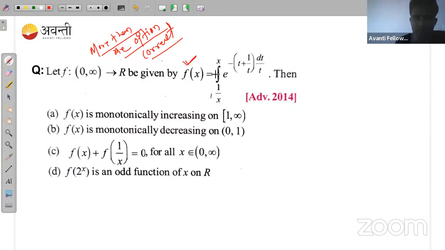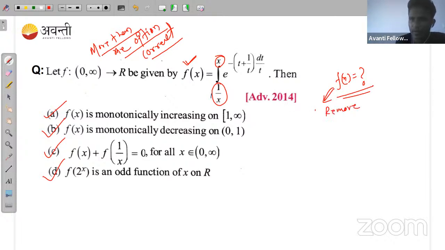Basically from here, the question is given in terms of an integral under the function. There are two functions, the lower limit is 1 by x, the upper limit is x. Okay, and it is asking about the characteristics of f of x, right? So primarily we have to find f of x, yes or no? That means to find f of x we have to remove the integral sign. And who will help? That means we will say the logic is to remove the integral sign.